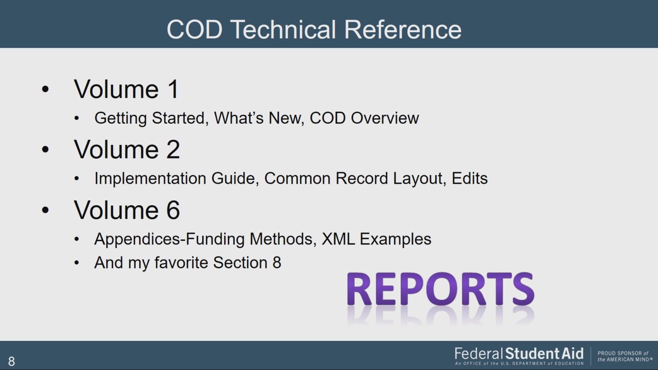In Volume 6, we also have appendices for explanations of each of the individual funding methods, some XML examples if you'd like to take a look at those, and there's always the favorite section. 8 is the report section, so if you need to see what reports that we have available and the layouts and the information available in them, they're a great resource for that.